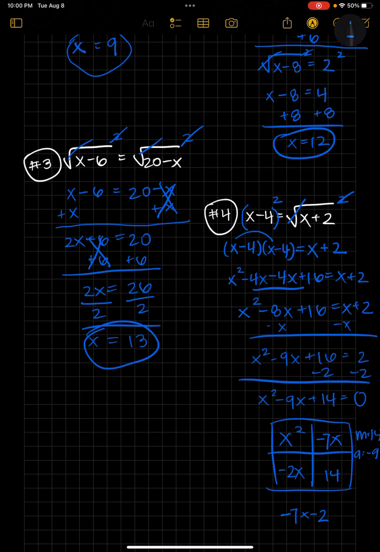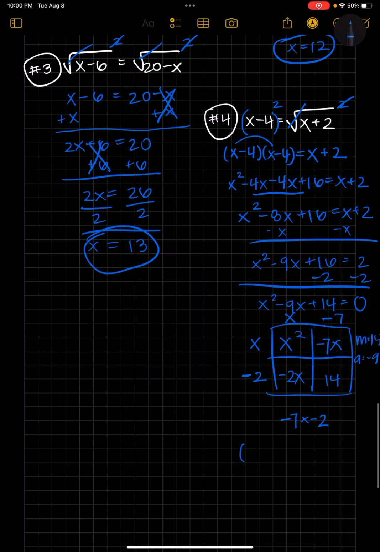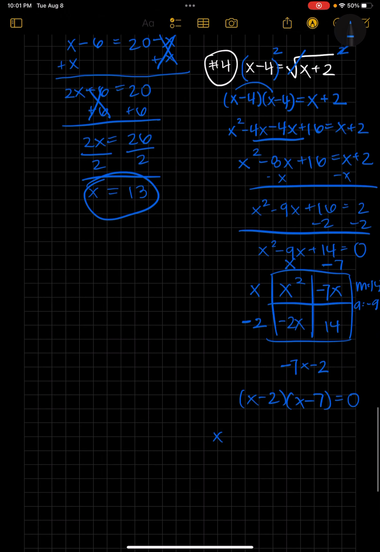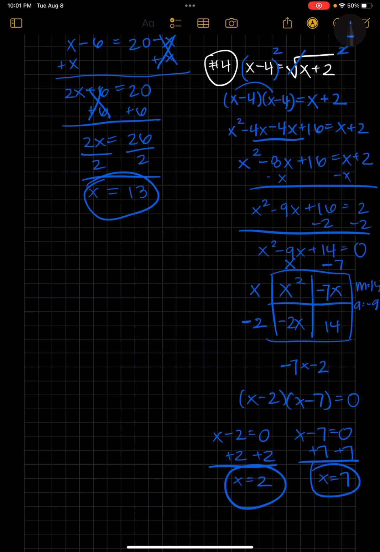What do the bottom 2 boxes have in common? A negative 2. Top 2 boxes have an x in common. Left 2 boxes have an x in common. Right 2 boxes have a negative 7 in common. So my factors are x minus 2, x minus 7 equals 0. When I have factors like this, I can set each chunk equal to 0. So I can say x minus 2 is equal to 0, x minus 7 is equal to 0. Solve both of those. I get x is equal to 2 and x is equal to 7. And both of those are answers in this case.